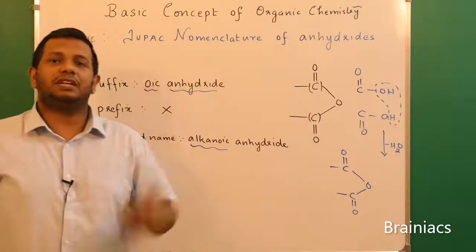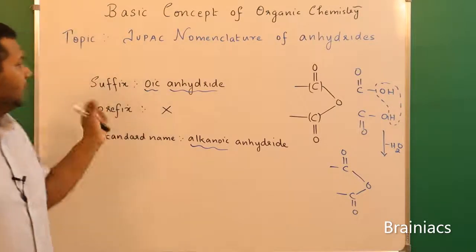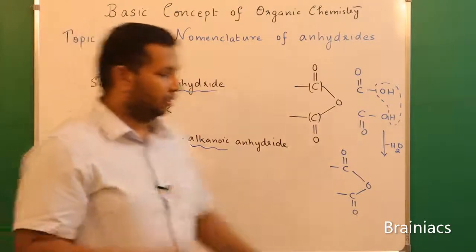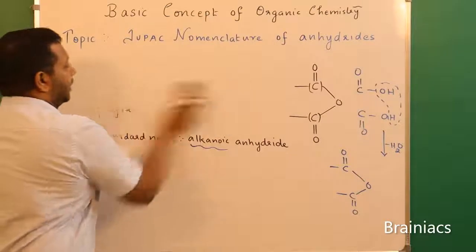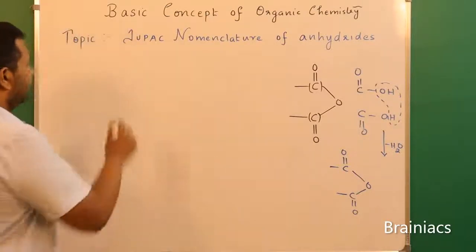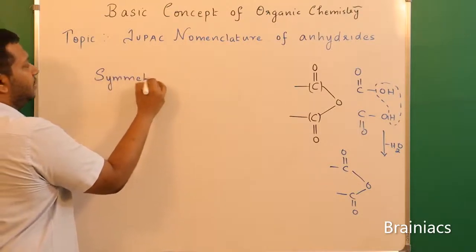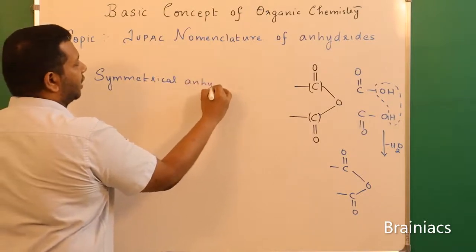And this is the same in the case of esters. For esters also there is no prefix. So let's see what are the two different types of anhydride. That is very important. Basically there are two types of anhydrides and their nomenclature is also different. One is called symmetrical anhydrides.